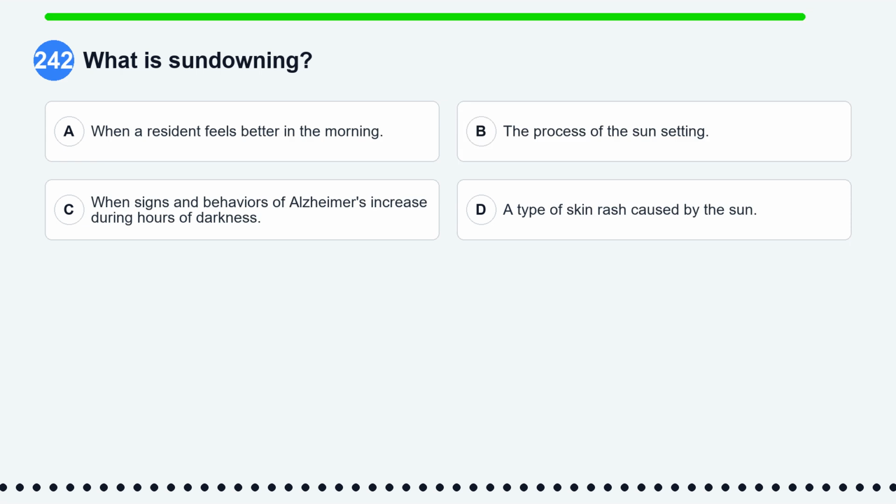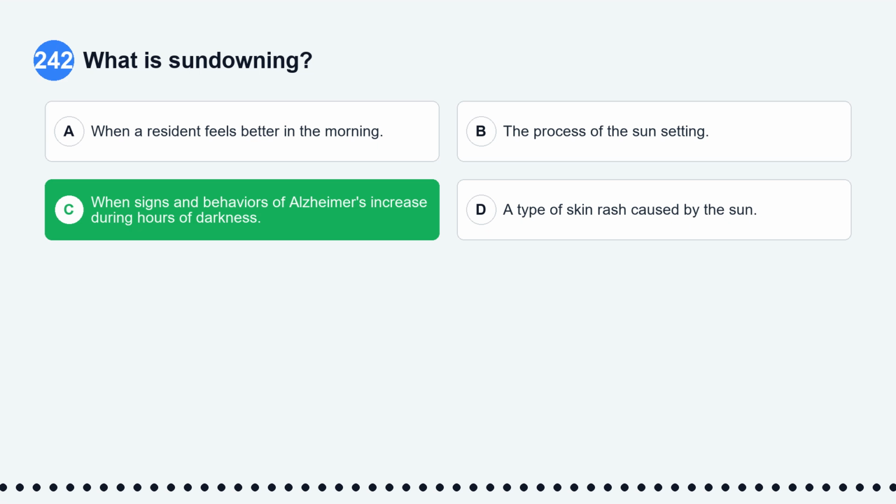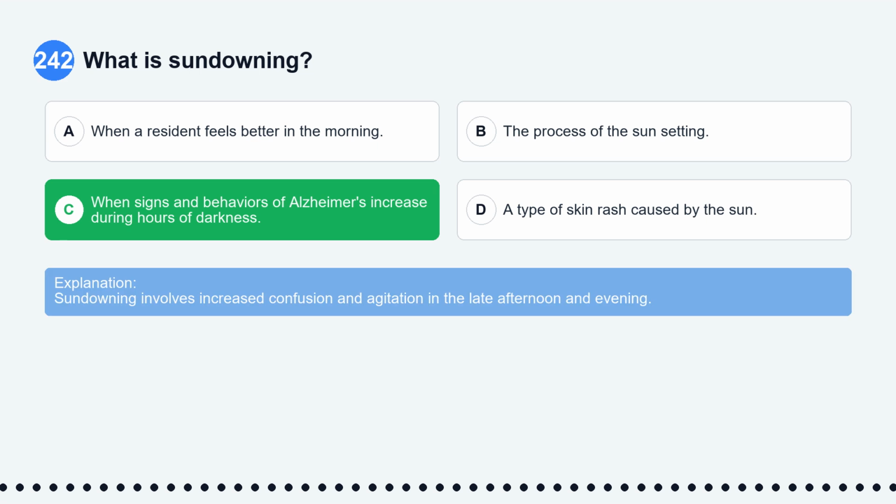Question 242. What is sundowning? Option A, when a resident feels better in the morning. Option B, the process of the sun setting. Option C, when signs and behaviors of Alzheimer's increase during hours of darkness. Option D, a type of skin rash caused by the sun. The correct answer is option C, when signs and behaviors of Alzheimer's increase during hours of darkness. Sundowning involves increased confusion and agitation in the late afternoon and evening.